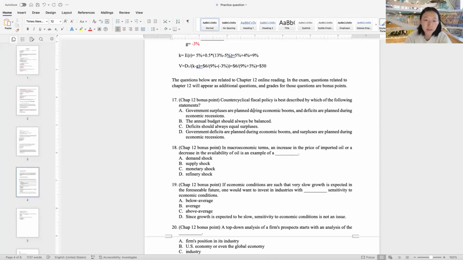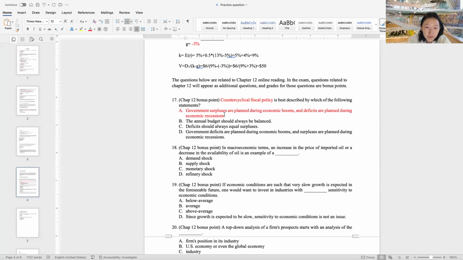Okay, finally, we have several questions related to Chapter 12. Countercyclical fiscal policy is best described by which of the following statements? Fiscal policy is basically related to government spending, and countercyclical basically means that you want to do something against the cycle. Government surpluses are planned during economic boom, and deficits are planned during economic recession. This makes a lot of sense. I already spot the right answer.